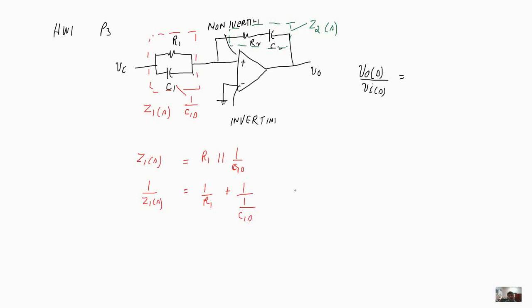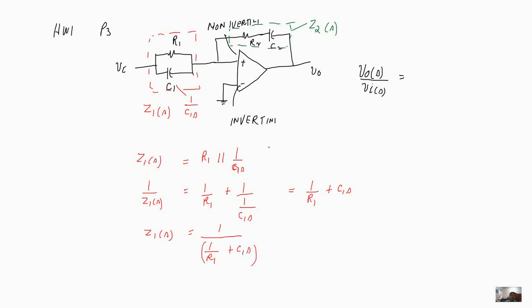Right? So that will be equal to, a little bit of algebra there, 1 over R1, and flip this over, this will become C1 of S. Hey, that is 1 over Z1 of S, isn't it? So to find Z1 of S, all you gotta do is cross multiply and bring it down here, right? So this will be equal to 1 divided by 1 over R1 plus C1 of S.